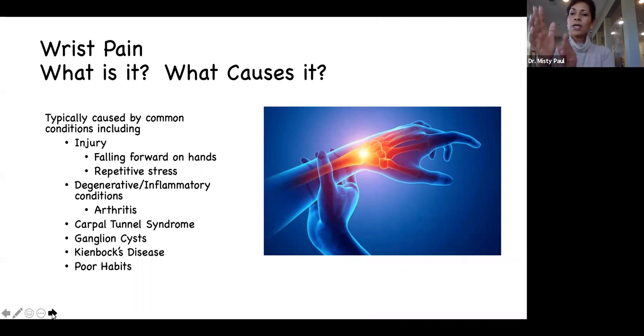But again, we like to think of it as the whole kinetic chain. Not only do we want to take care of the wrist and the hand, but we also want to take care of the nerves that exit from the neck that feed that hand. And so we'll be treating the neck as well. There are many other types of problems, different types of arthritis, that can also give you that same pain.